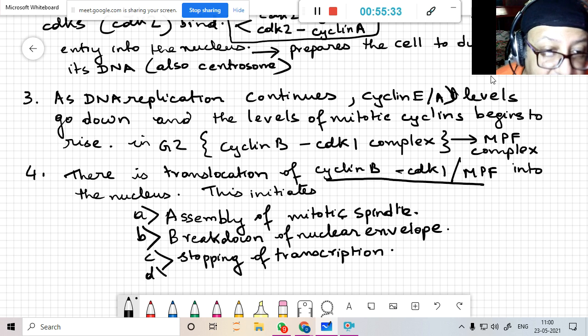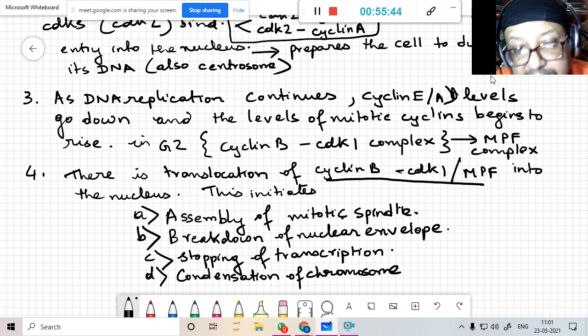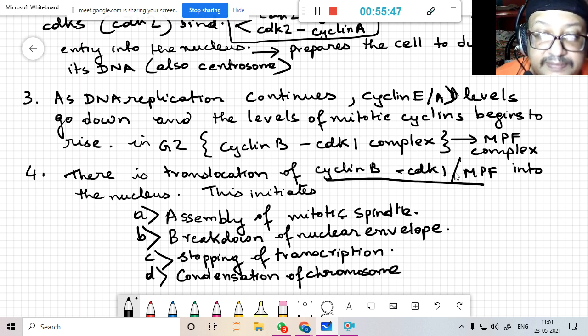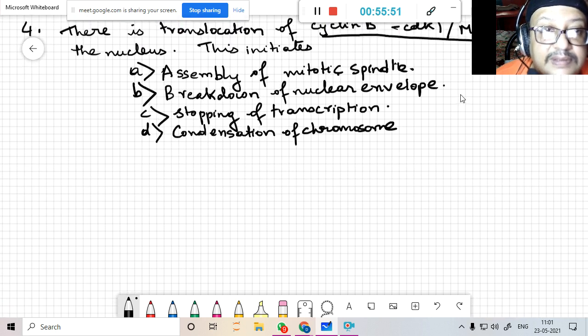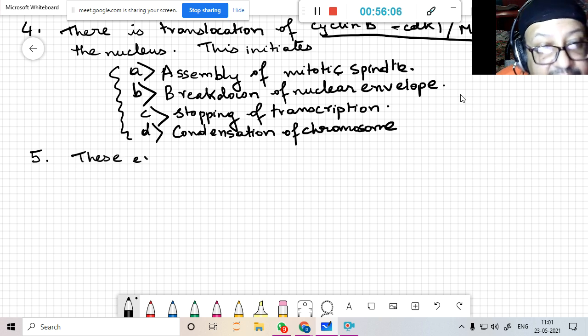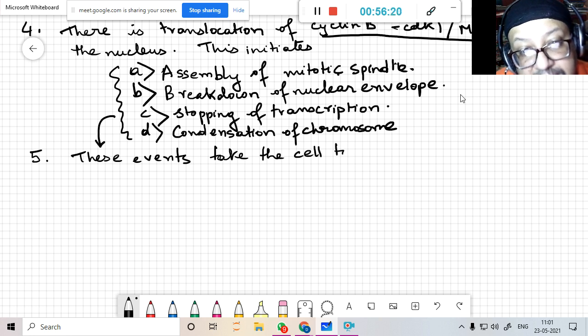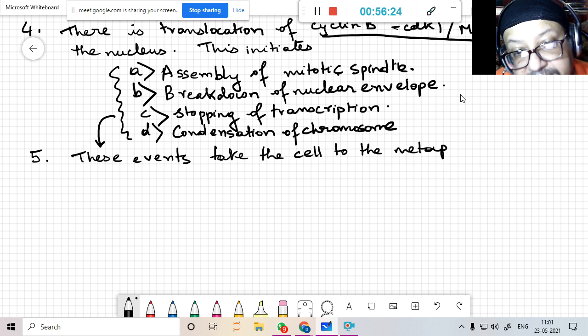And the next thing which happens is condensation of chromosome which takes place. Let us see the next step. So all these events which have taken place here take the cell to the metaphase stage of mitosis.